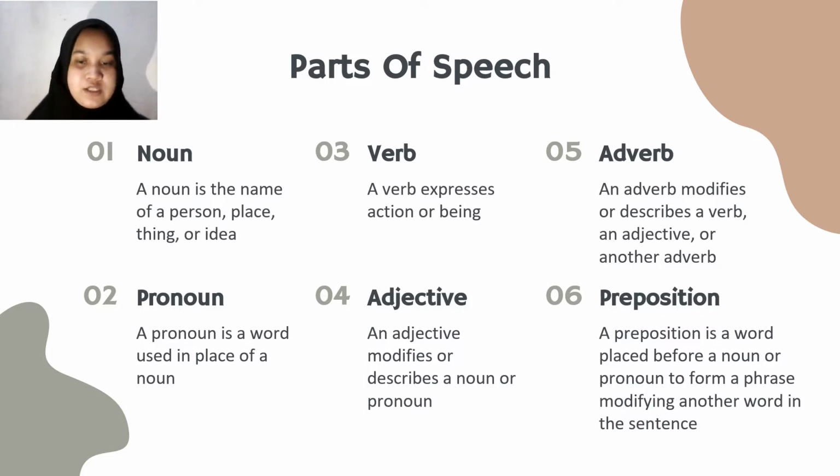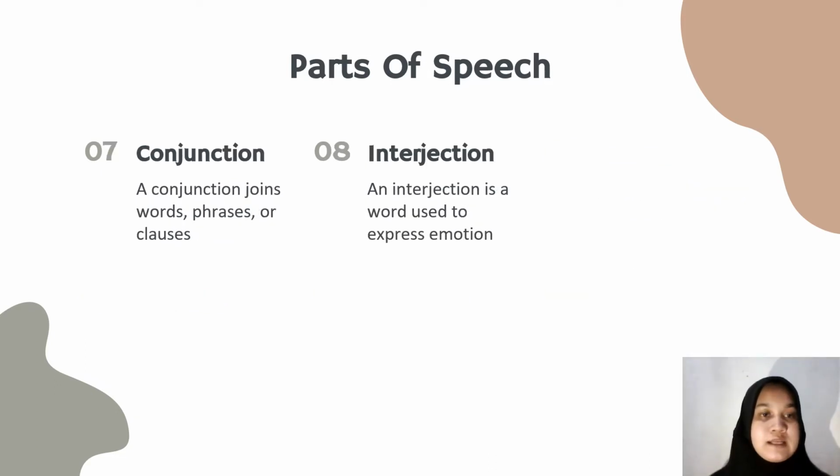6. Preposition. A preposition is a word placed before a noun or pronoun to form a phrase modifying another word in the sentence. 7. Conjunction. A conjunction joins words, phrases, or clauses. 8. Interjection. An interjection is a word used to express emotion.